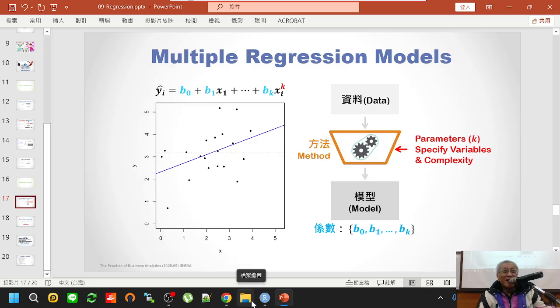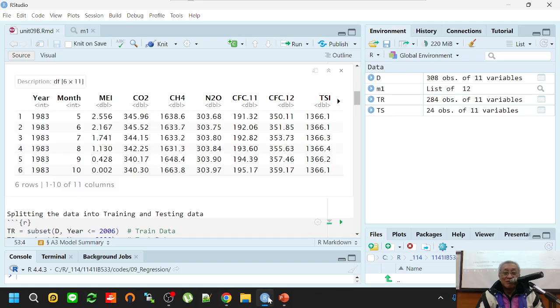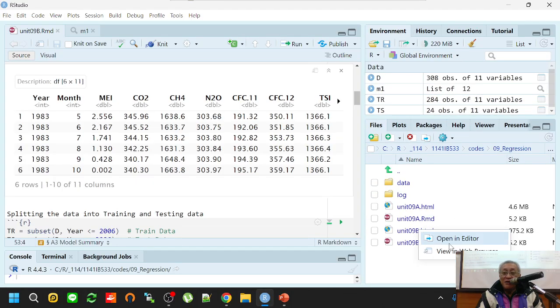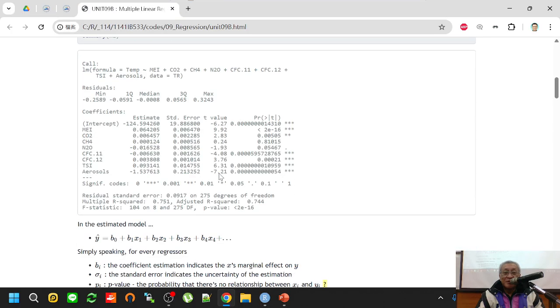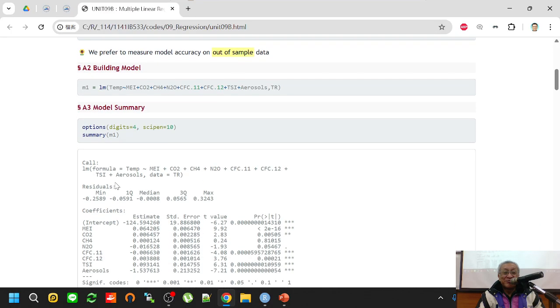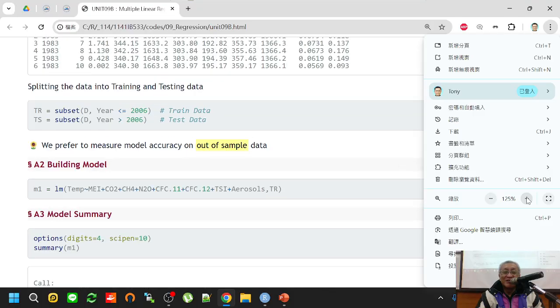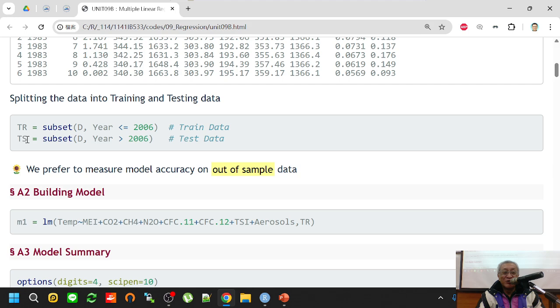Now, in the last hour we talked about how to build a multiple regression model, where we use a series of X to predict Y. And we learned how to split the data for training and testing, and we explained why in current data science we want to reserve some data for testing the accuracy of the model, okay?